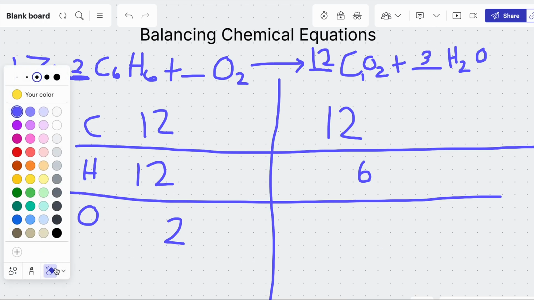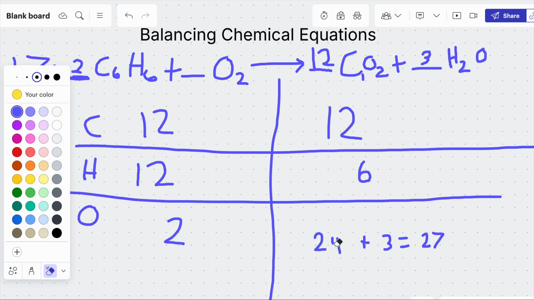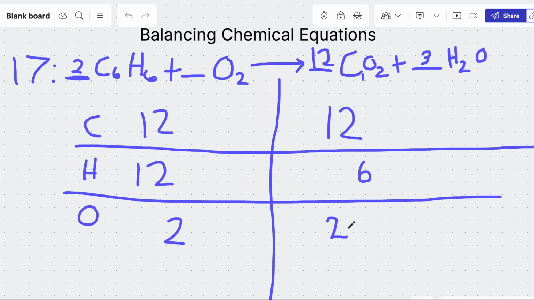So now we need to recount our O's. All right, well, let's start with our CO2s. That is 12 times 2, which is 24. So we got 24 there, plus 3 times 1, is 3. That gets us to 27 O's over here. Oh, okay. 27. All right, now our H's don't match up.